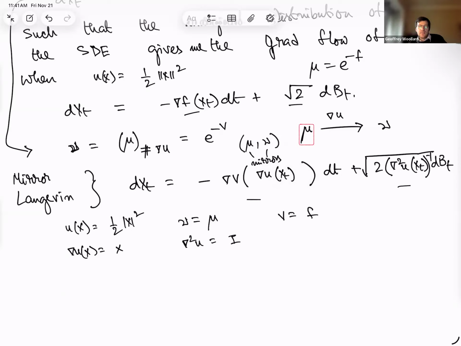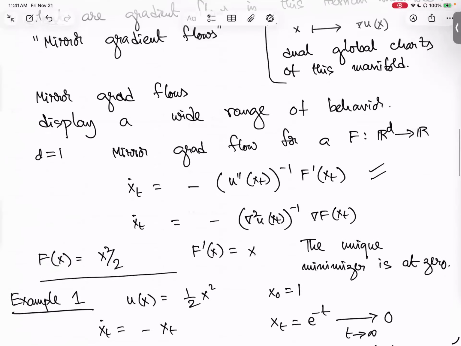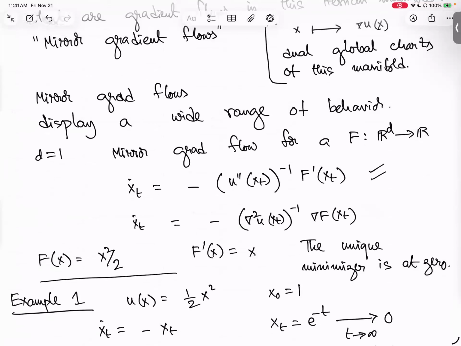That's what the change of coordinates does. In the mirror dimension, we have V instead of F. Correct. So there's a very nice way of interpreting these gradient flows. You interpret this as x_t dot being the negative of the gradient with respect to the mirror coordinate of the function f. If I call y_t the gradient of u of x_t, this is my mirror coordinate, then x_t dot becomes minus the gradient with respect to y_t of f.